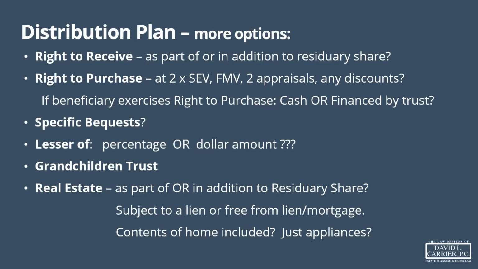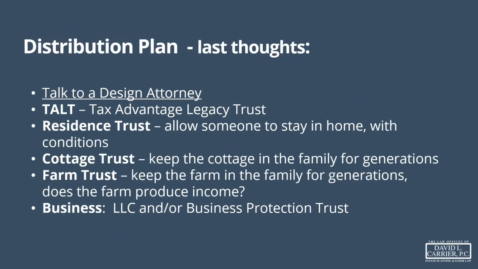Real estate, we've got to talk about that, whether that's part of the residuary share. Is it in addition to the residuary share? If there's a lien on the property, maybe there's no lien right now, but what if there's a lien later on? Maybe you get a HELOC, a line of credit on your home. Is the person going to receive this home free and clear from any liens or mortgages? What's included in that home? Is it all the contents, just appliances? So these are things we have to talk about when you set up a distribution plan and you want to leave real estate to somebody: what does that include?